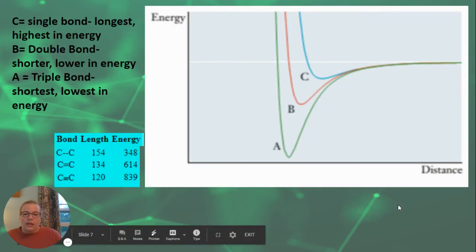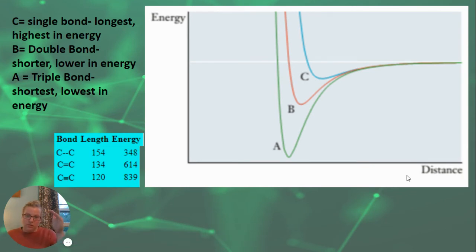Okay. And in general, what you see, and I have this little table here for you, when we talk about multiple bonds, and this is carbon to a double bonded carbon to a triple bonded carbon. In the case of carbon, a carbon to carbon single bond is 154 picometers, and its energy is 348 kilojoules per mole.